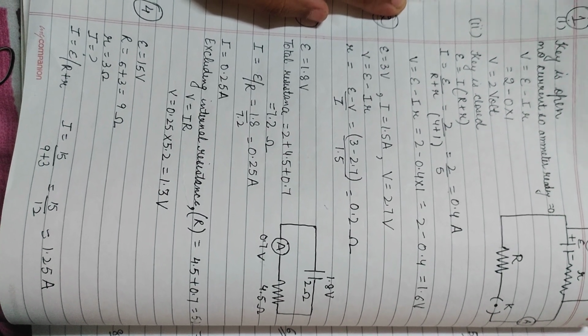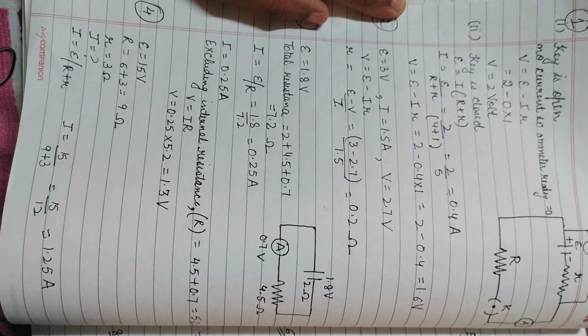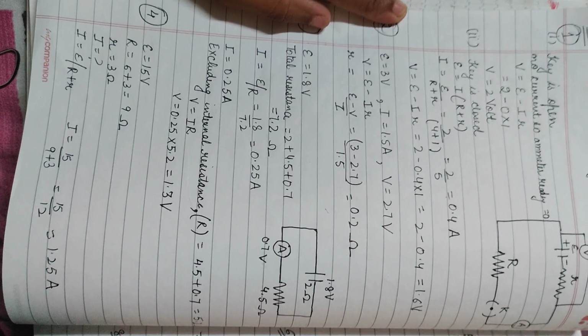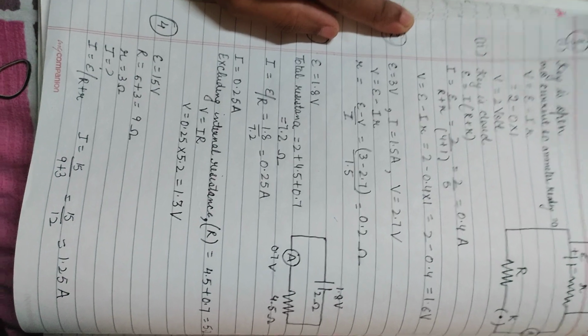Now you have the value of I also. So when you solve it, you will get the value of V for 0.4 ampere. Simply we are using the formula V is equal to epsilon minus Ir.